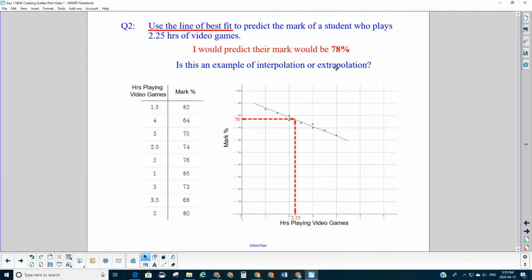So is this an example of interpolation or extrapolation? Since we're looking in between the data points, this is called interpolation. And we've used it to predict that the mark would be 78%.